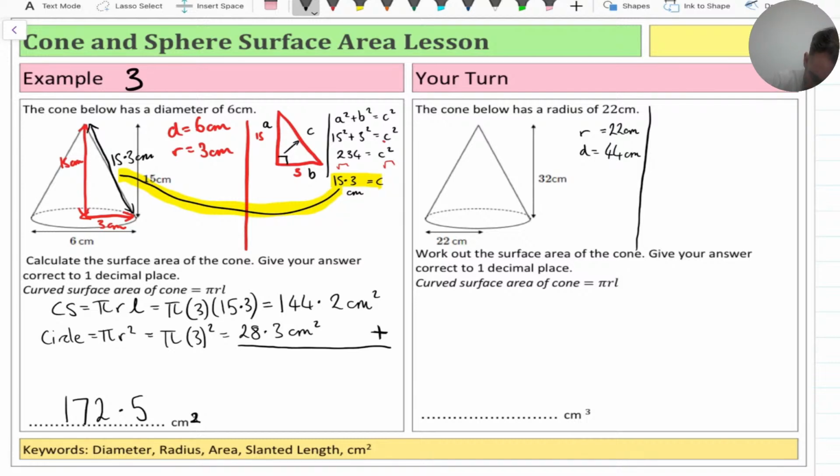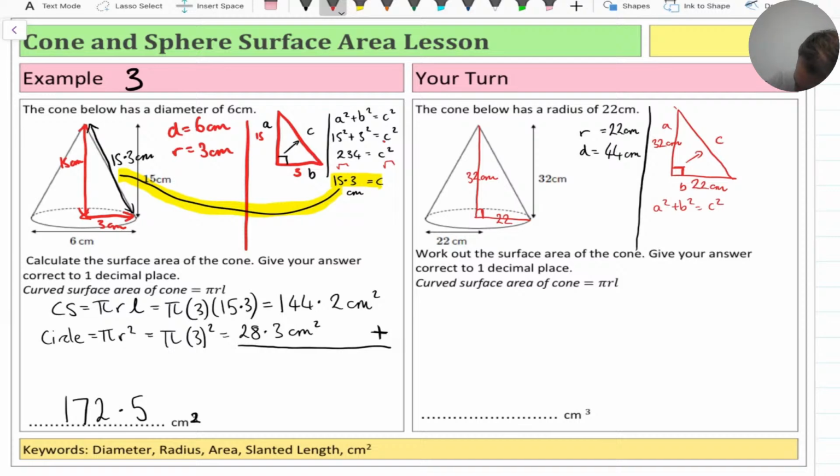We draw out our triangle here. So here's our right angle triangle here, like so. We know that the base is 22. We know that the height is 32 centimetres. So it's going to be this triangle here, where the base is 22 centimetres and the vertical height is 32 centimetres. So we know that the opposite, the right angle, is C, and this is A and B. So it's A squared plus B squared is equal to C squared.